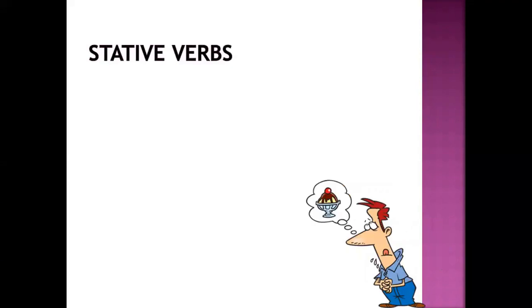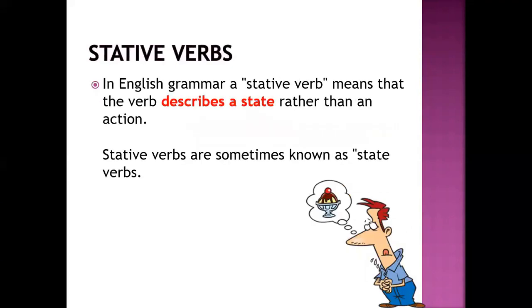Then when we talk about a stative verb, what is it? In English grammar, a stative verb means that the verb describes a state rather than an action. It is all about a state. It is not about an action like dynamic verbs. Stative verbs are sometimes known as state verbs. Kevin wants some ice cream. This word wants is a stative verb.